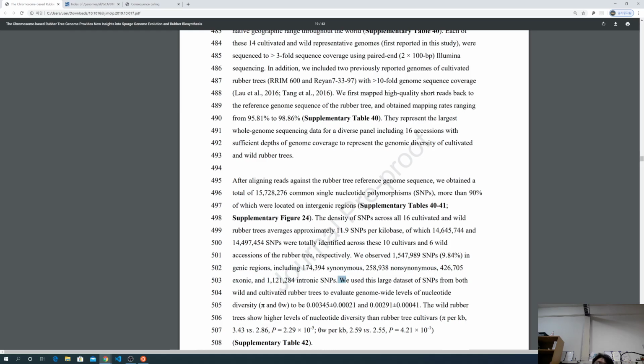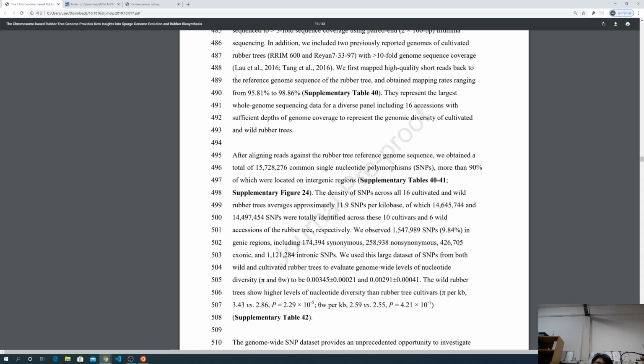So good. We used this large data set of SNPs from both wild and cultivated rubber to evaluate the genome-wide level of nucleotide diversity. So diversity you can count. And the wild rubber showed a higher level of nucleotide diversity than cultivars. So this is something that we can be sure of. Of course, wild should have more diversity.